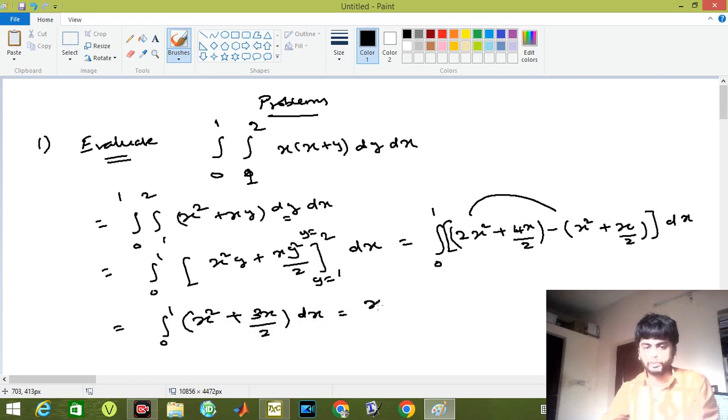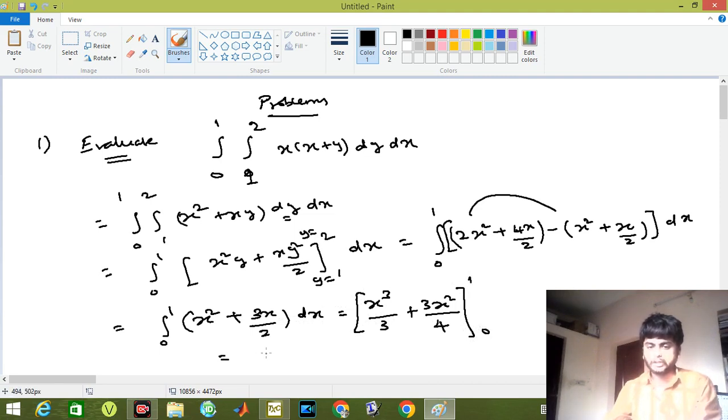That is equal to x cube by 3 plus 3x square by 4. Already the 1 by 2 is there; on integrating x you get x square by 2, so it becomes x square by 4. After substituting the limit 0 to 1, you get 1 by 3 plus 3 by 4 on substituting the upper limit. Then you subtract the values after substituting the lower limit, which are 0 by 3 and 3 into 0 by 4.